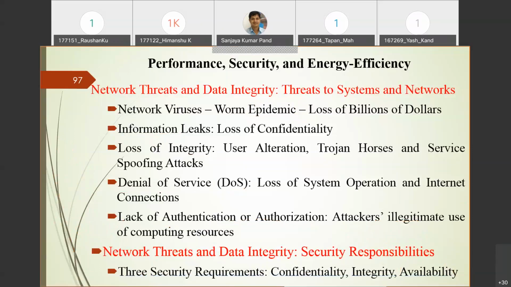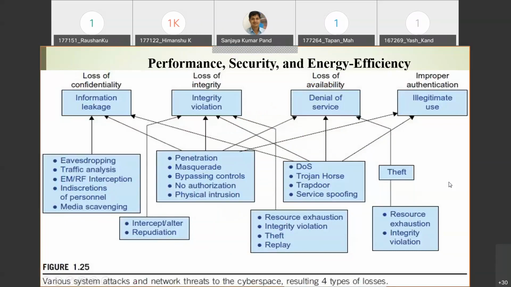So you can see in this particular slide, if you compromise confidentiality, integrity, availability, or authentication, then what kind of attacks are possible? That is written in this slide. What kind of system attacks or network threats are possible if you violate a particular security requirement, let it be confidentiality, integrity, availability, authentication, or other things also.